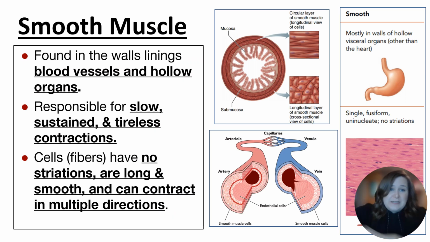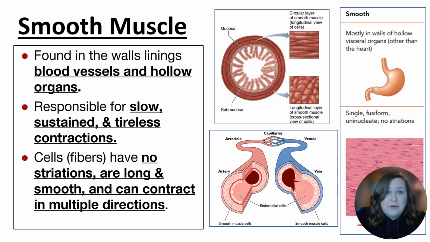We also have smooth muscle. This is going to be found in the walls and linings of the blood vessels and those hollow organs we talked about earlier, like your bladder, your stomach, intestines, things like that. These are going to be responsible for slow, sustained, and tireless contractions.